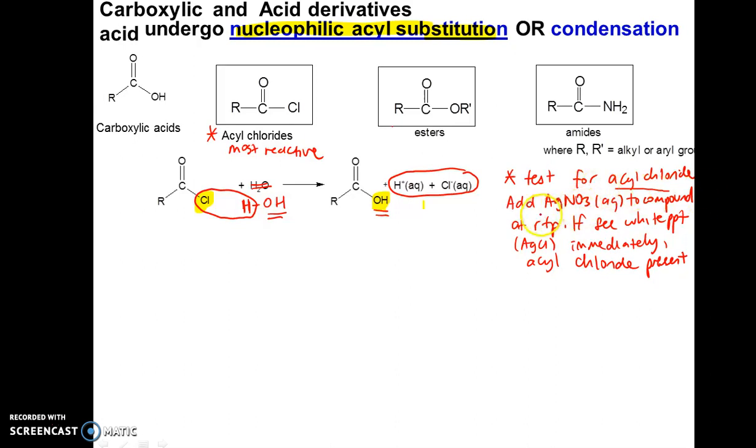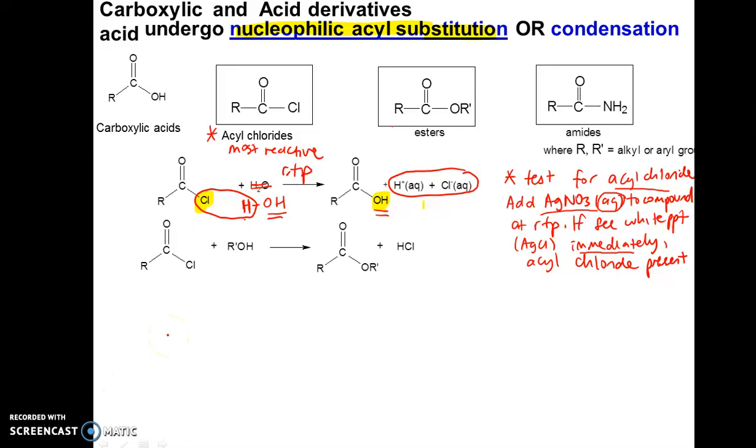So for acyl chloride, we add silver nitrate aqueous. The aqueous provides the water, which will react with the acyl chloride to form H plus and Cl minus aqueous, and the Cl minus aqueous is the one that reacts with Ag plus to give us silver chloride. So we see an immediate white ppt at RTP, no heat is required. Acyl chloride is very reactive. All these reactions occur at RTP. So if I see a white ppt straight away with silver nitrate aqueous, I know that acyl chloride is present.